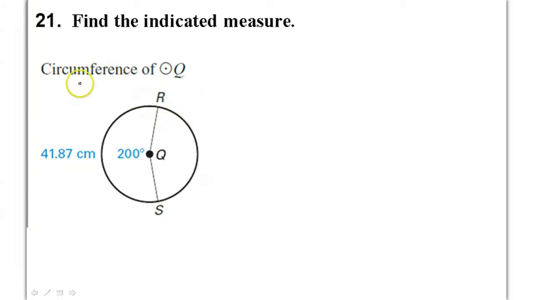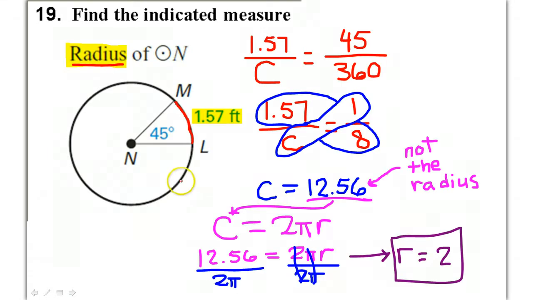Okay, we are being asked to find the circumference. Similar to the last problem, we are given the arc length. This time we're given the degrees though, so this problem should be pretty normal. In fact, this problem is basically exactly like problem number 19.